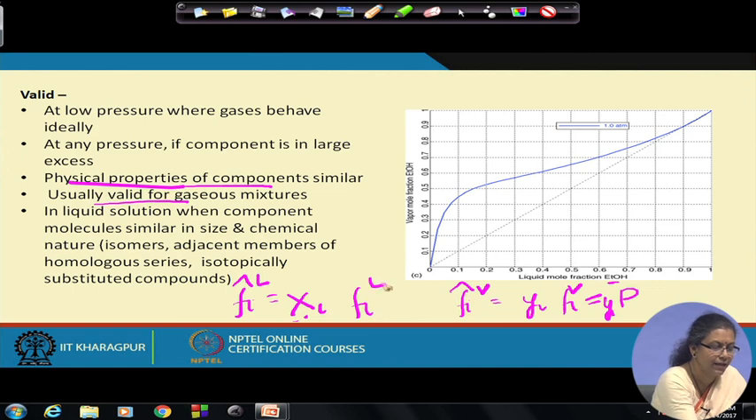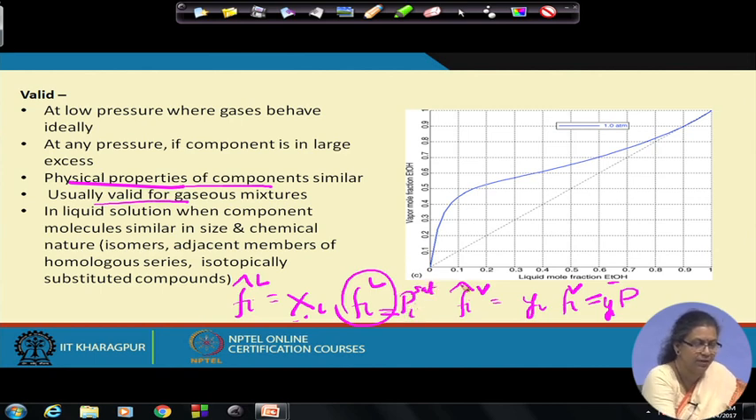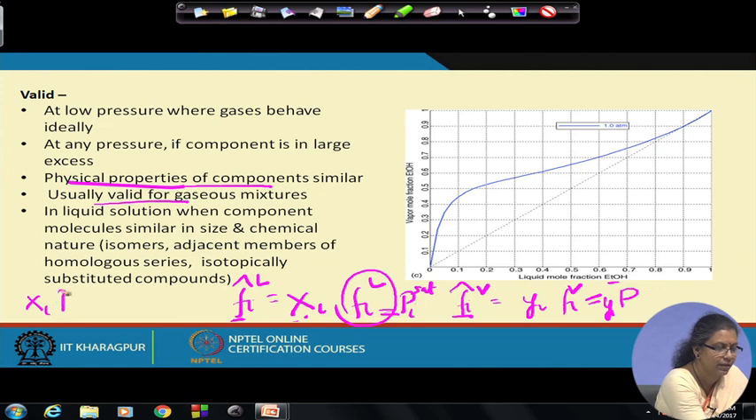Xi FiL. Now, if you recall, at low to moderate pressure, what happens to this particular FiL? When the Poynting correction factor and the correction factor due to non-ideality of the vapor phase can be neglected, this reduces to Pi saturated, right. So, therefore, from here what do we get? Under equilibrium conditions we know FiL equals FiV. So, for low to moderate pressures what do I get? The equation becomes Xi Pi saturated equals Yi into P.